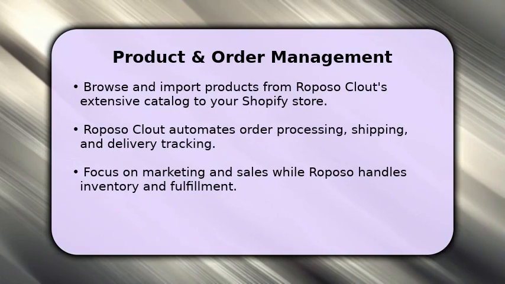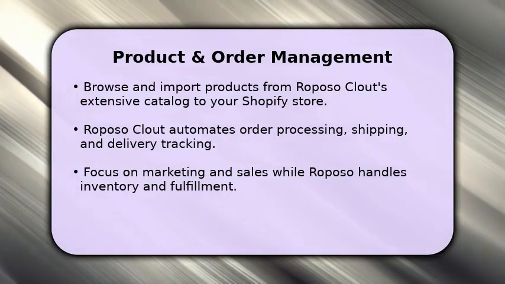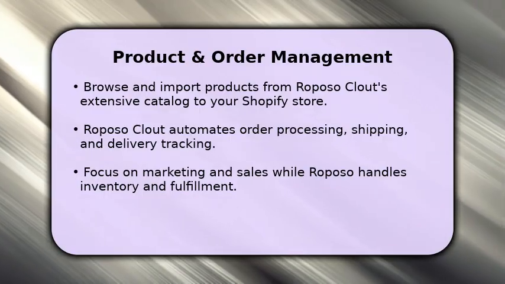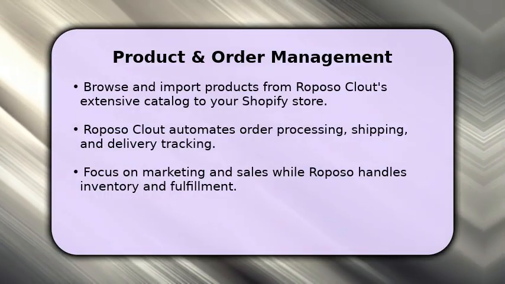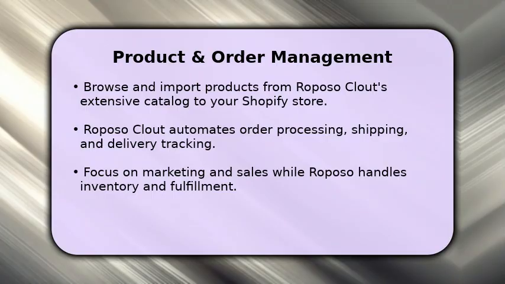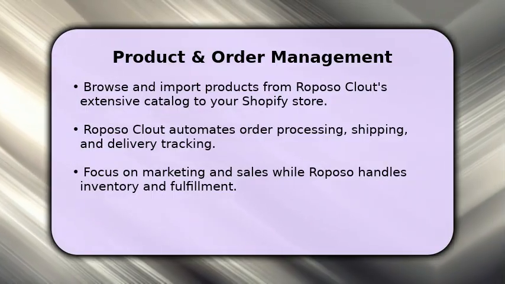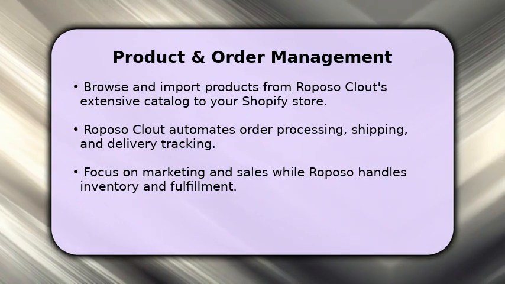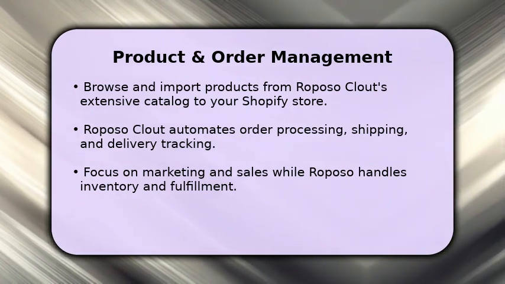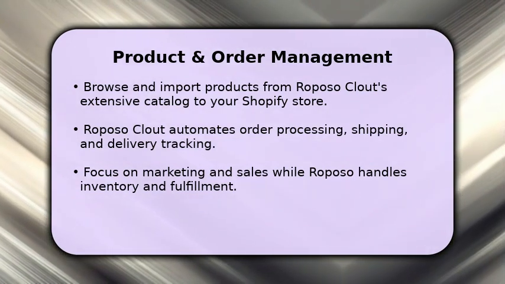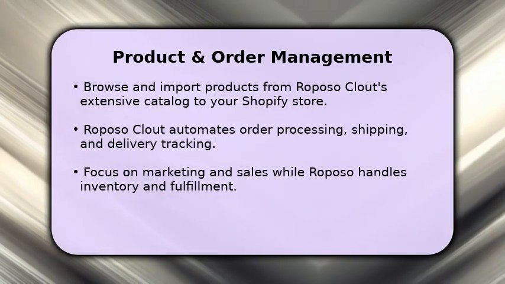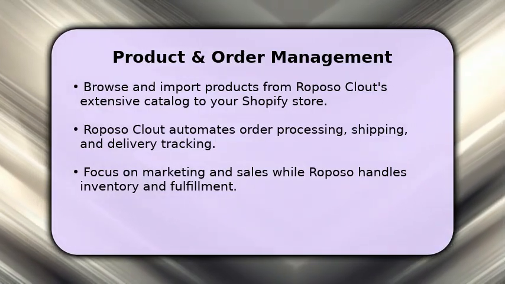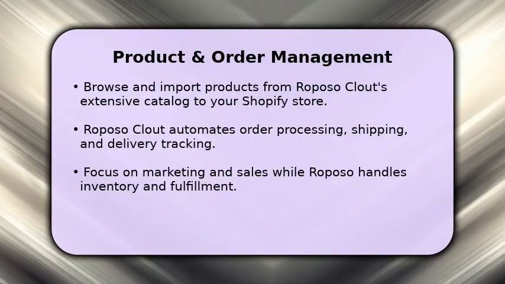With your accounts linked, you can now effortlessly manage your products and orders. Browse Roposo Clout's vast catalog of over 100,000 items and import desired products directly to your Shopify store. Roposo Clout then automates the entire order processing, including packing, shipping, and delivery tracking. This allows you to concentrate on marketing and growing your sales, knowing that inventory and fulfillment are expertly handled.